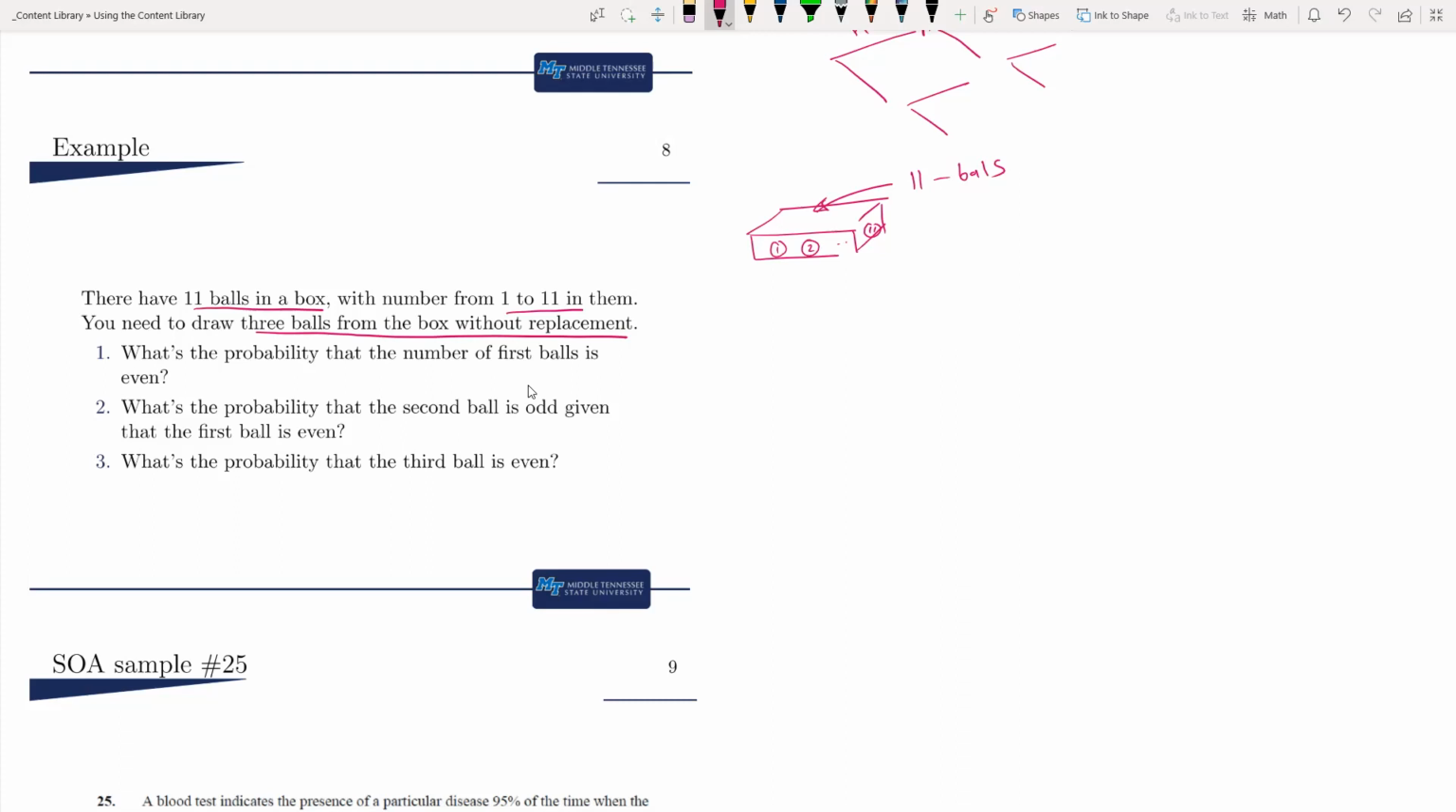What's the probability that the number of the first ball is even? So if I draw a tree diagram, this is the first ball. And what's the probability of drawing an even ball? Since there are 11, and then how many evens?